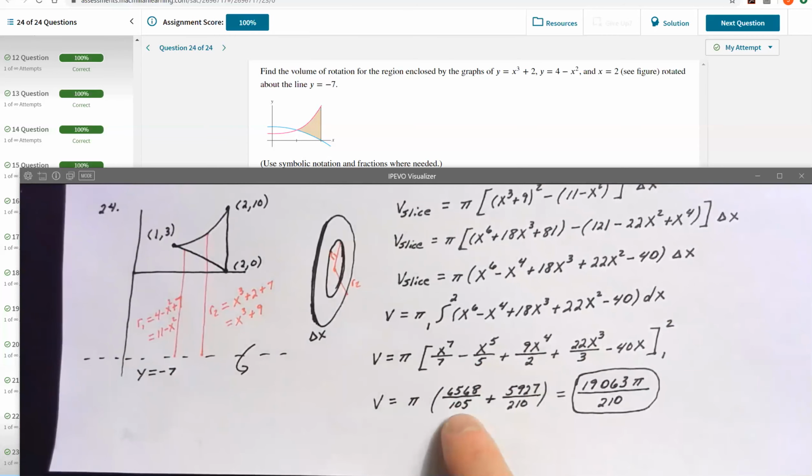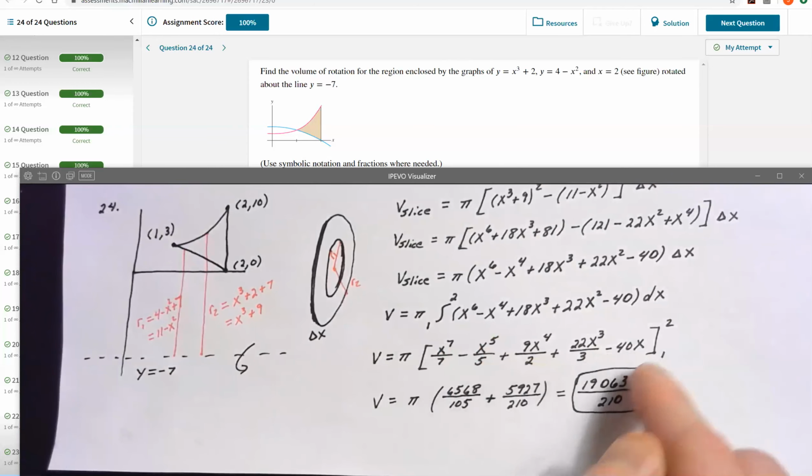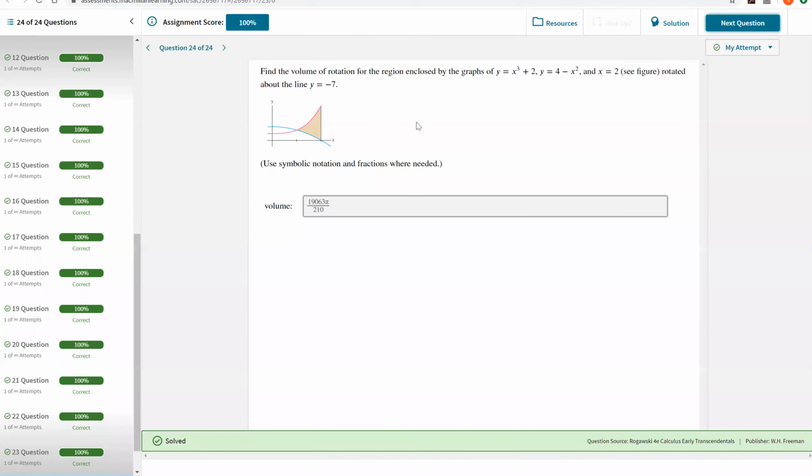6,568 over 105. And then I evaluate the lower limit. I plugged in a 1 into that expression, and it actually was a negative. So obviously, subtracting a negative is the same thing as adding a positive. I had plus 5,927 over 210. Added those fractions to get this gorgeous looking answer of 19,063 over 210. And we had to multiply that by pi in the numerator. And you'll see that when I entered this answer into Achieve, it liked it.